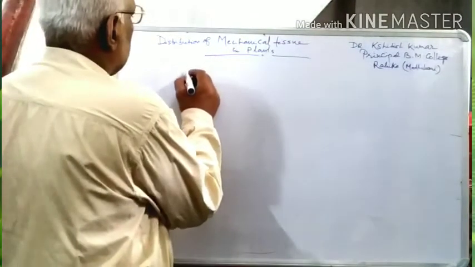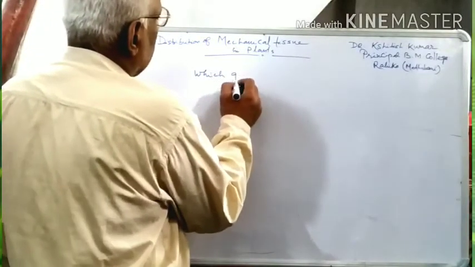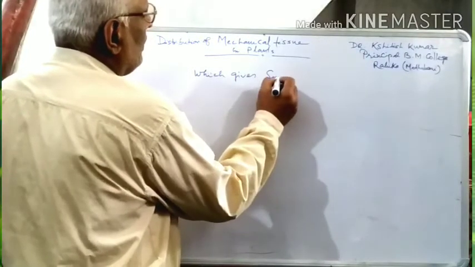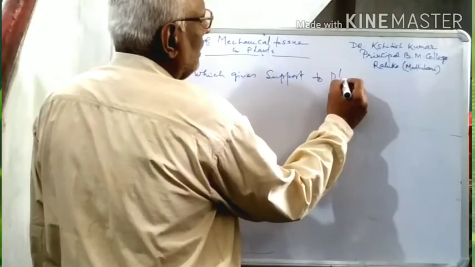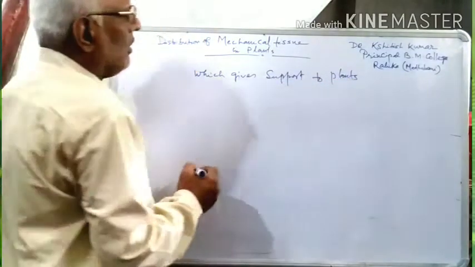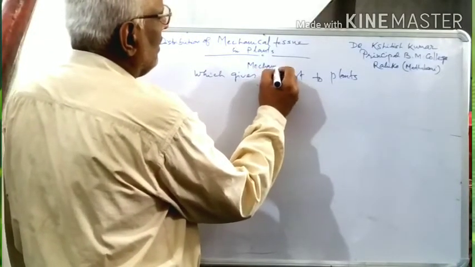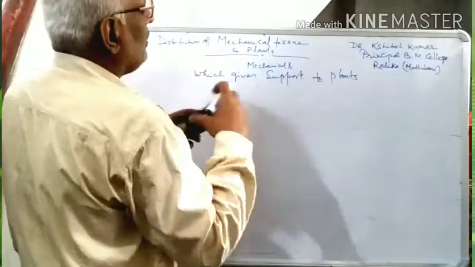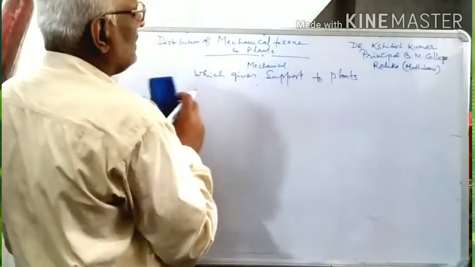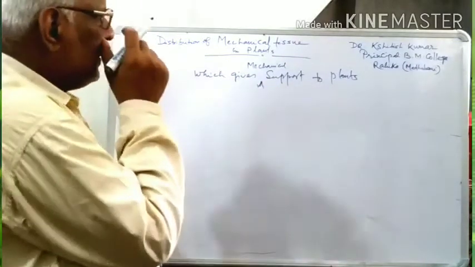The mechanical tissues are those tissues which give support to plants, or say mechanical support to plants. That form of tissues is known as mechanical tissue.